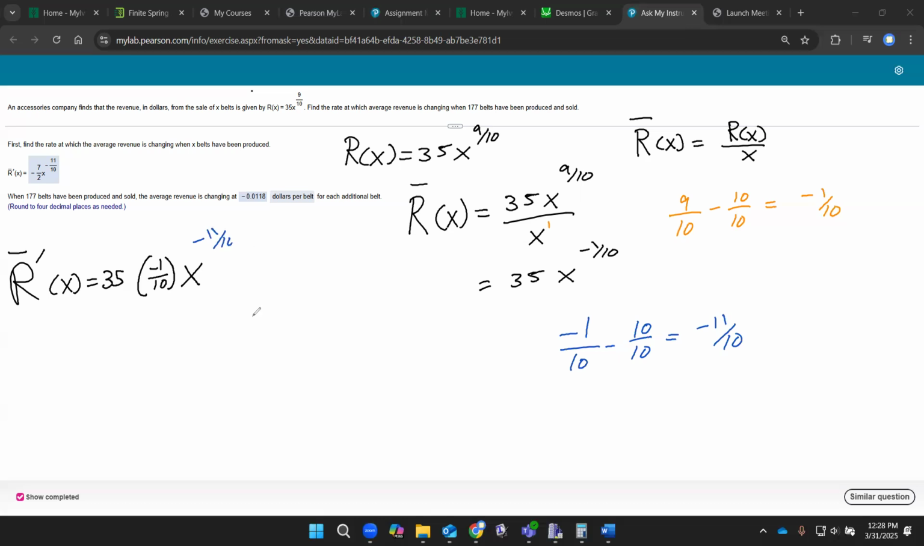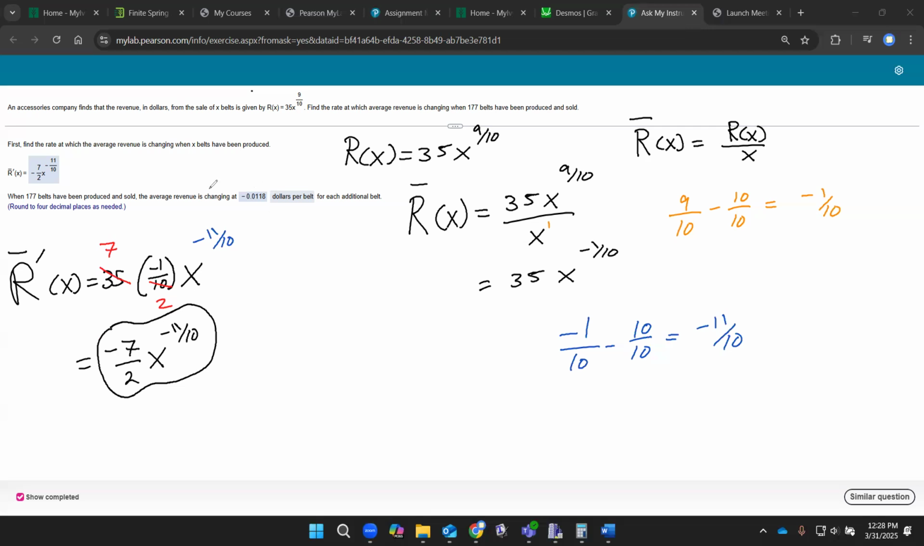Negative 11/10. And it looks like I can do some reducing because that is 7 fives and that is 2 fives. And it's going to be negative because of the negative exponent over here. So I think that's it. Negative 7 halves x to the negative 11/10. So that's how the average revenue is changing in general.